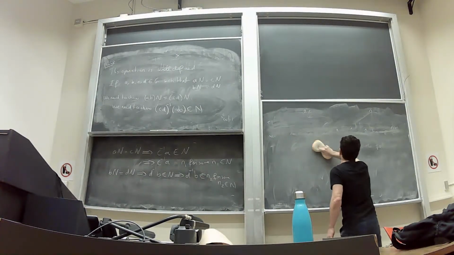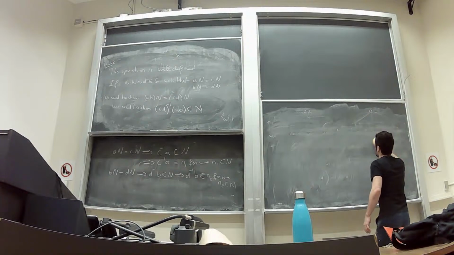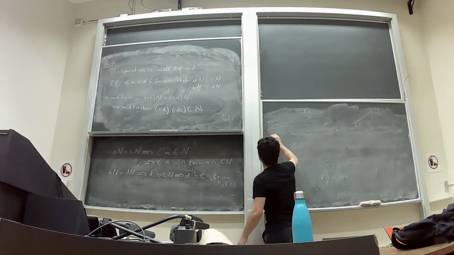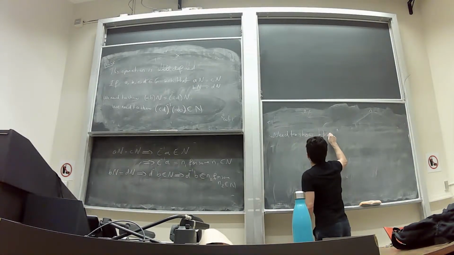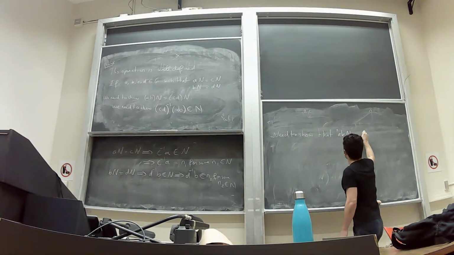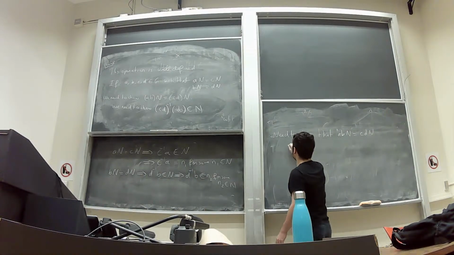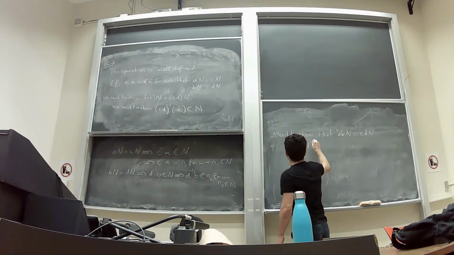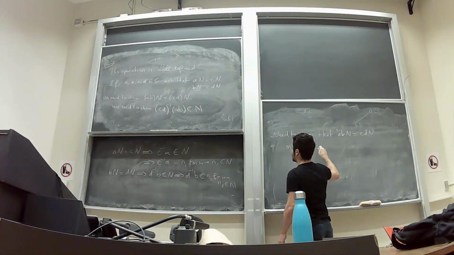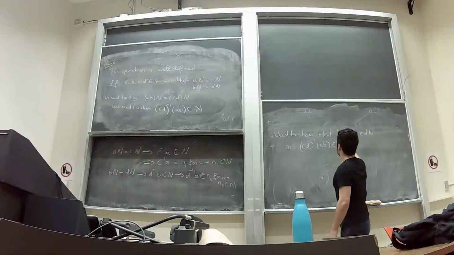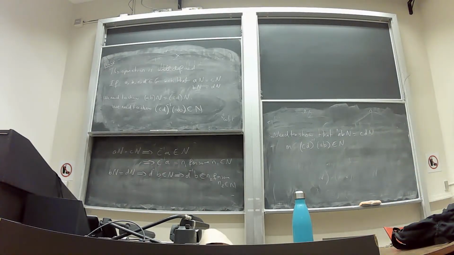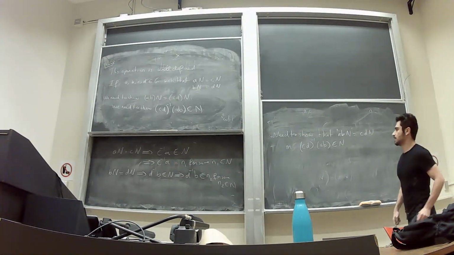Now, what is the thing I have here? I need to show that ABN is equal to CDN, or equivalently, CB inverse, CD inverse AB. Did I use anything about normality yet? No. I'm just playing with these cosets. I didn't use anything about normality.